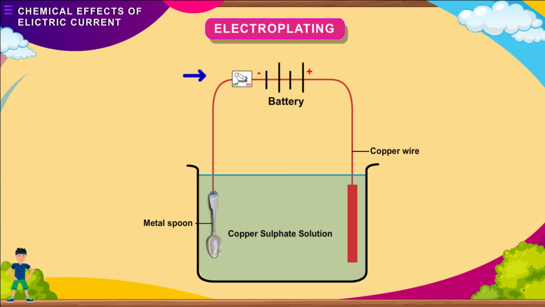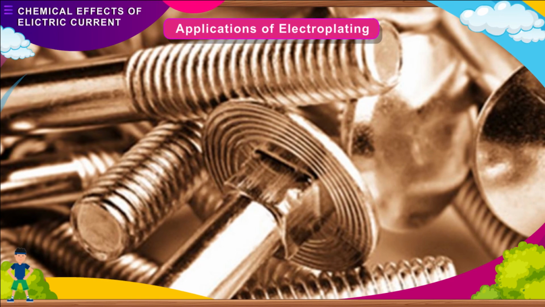Dip both of them in the beaker containing copper sulfate solution, making sure that they do not touch each other. Put on the switch and let the current pass through the solution. After an hour or so, you will see that a layer of copper gets deposited on the spoon. This means that copper gets transferred from one electrode to the other.